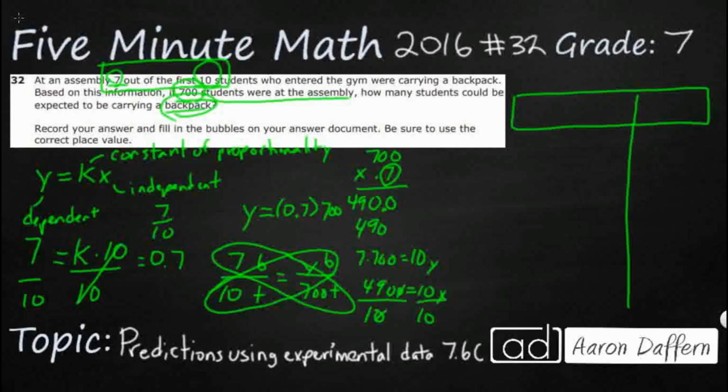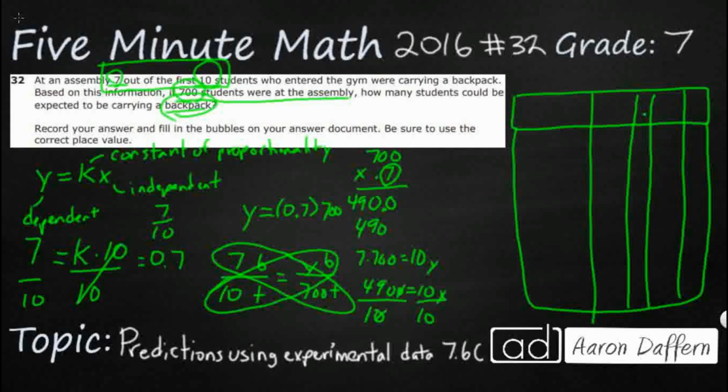We just need to make sure we bubble this in correctly. We've got 2 digits to the right of the decimal. We don't need either of those. We just need to use the digits to the left. In this case, it's going to be 490, and that's our answer.